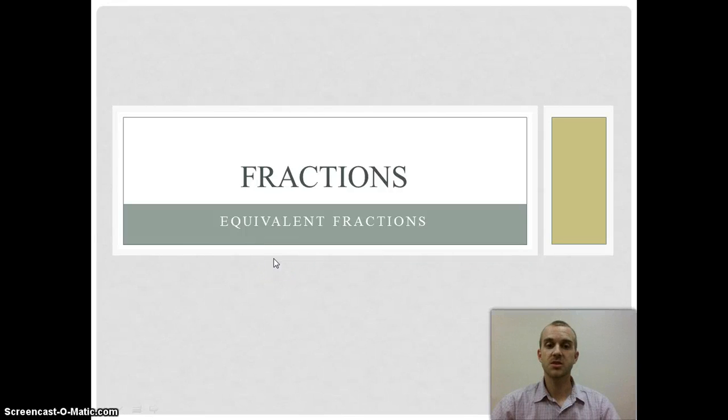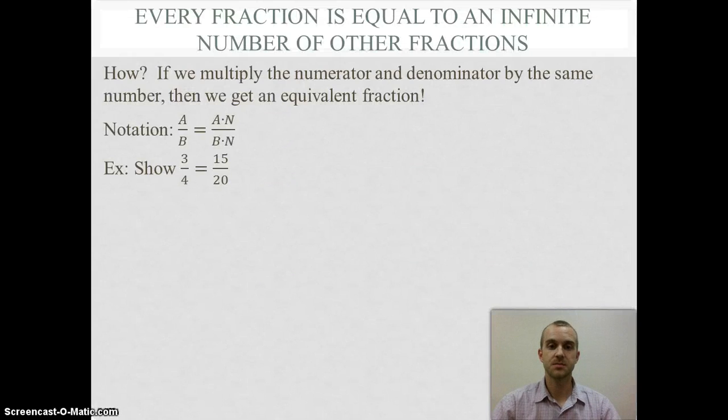In this video, we're going to explore equivalent fractions. Now, what we know is that every fraction has an infinite number of other fractions that it is equal to. This is because we can take the numerator and denominator and multiply them by the same number. Notation-wise, that would be a/b is equal to (a times n)/(b times n).